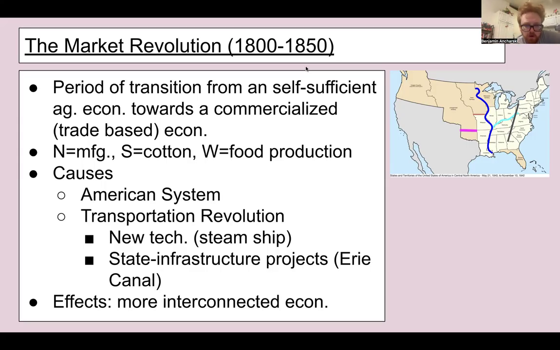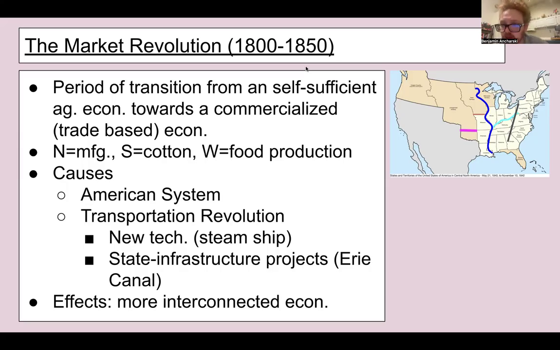Let's take a look at the market revolution. What is going on? Well, in the North, we see it expressed in the form of manufacturing. In the South, we see it expressed in the form of cotton cash crop production. But in the West, we see it expressed in the form of large-scale food production, namely things like wheat and corn. But what is exactly causing this transition away from yeoman farming to a more commercialized society?